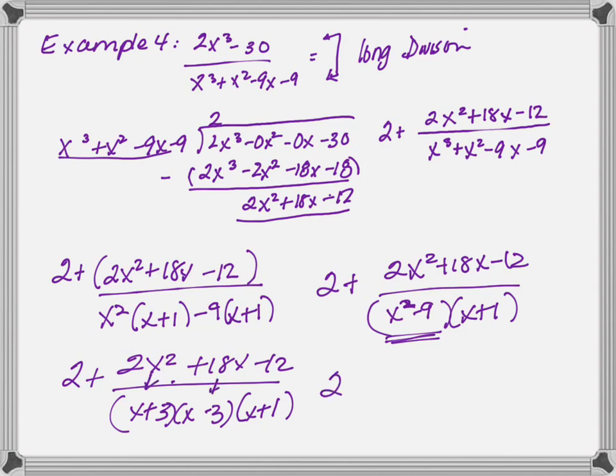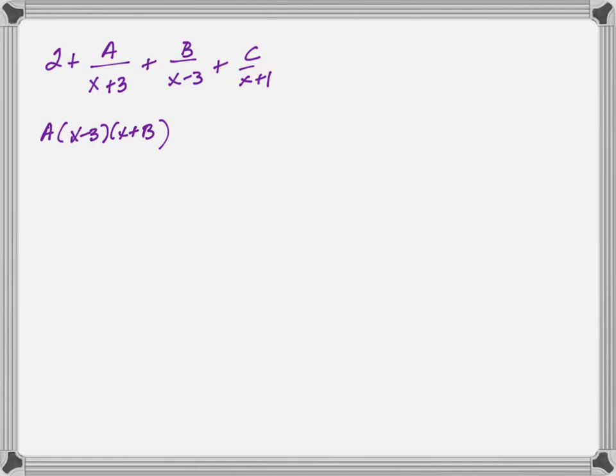So we have 2 plus a over x plus 3 plus b over x minus 3 plus c over x plus 1. So now let's do that. I'm going to go to the next page and rewrite that. So now this a needs an x minus 3 and an x plus 1. The b needs an x plus 3 and an x plus 1. Whoops. X plus 3 and an x plus 1. And the c needs these two. Needs an x plus 3 and an x minus 3.